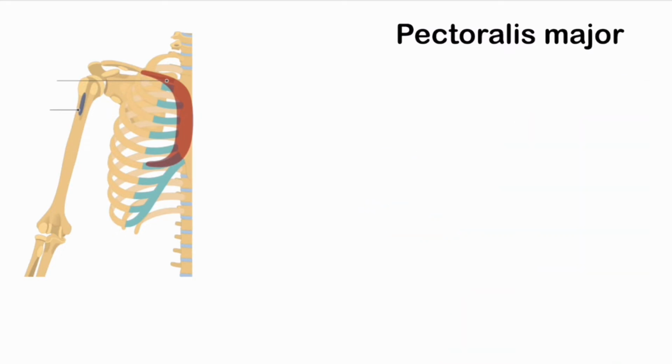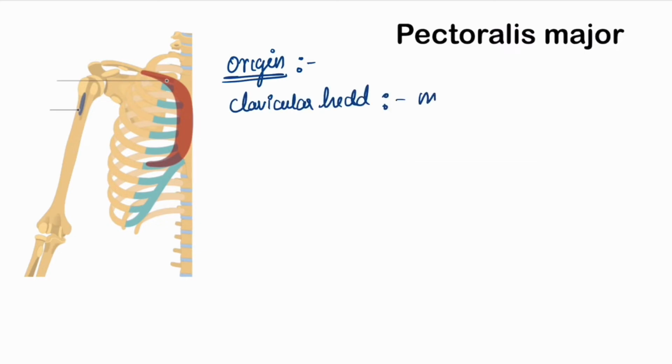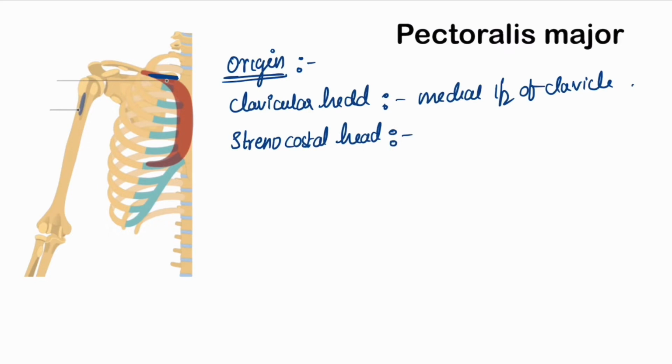Now let us look at the origin and insertion of the pectoralis major muscle. First, let us look at the origin. Origin of the clavicular head is the medial half of the clavicle. This is the medial half of the clavicle. Here, the clavicular head originates. Origin of the sternocostal head is the superior 6 costal cartilages. These are the 6 costal cartilages. From here, the sternocostal head originates.